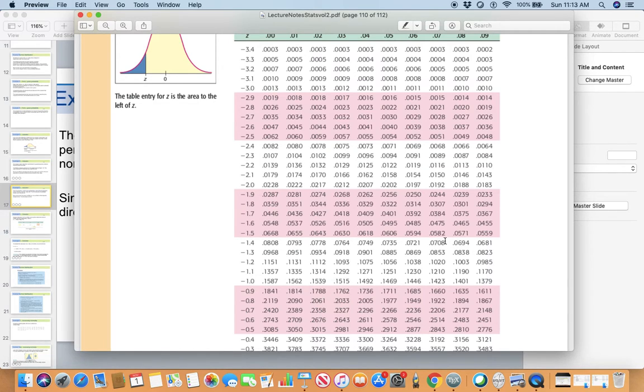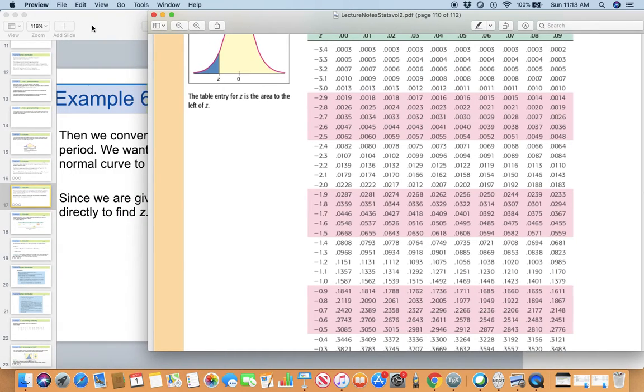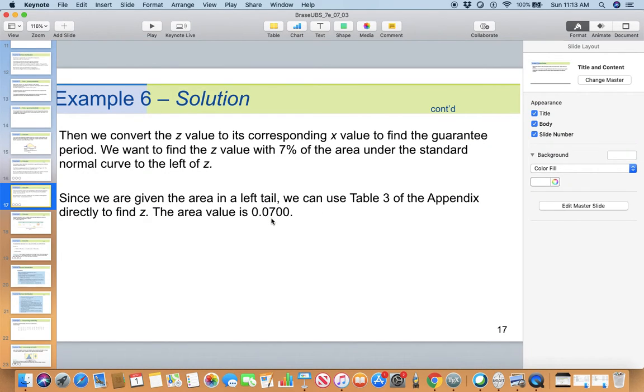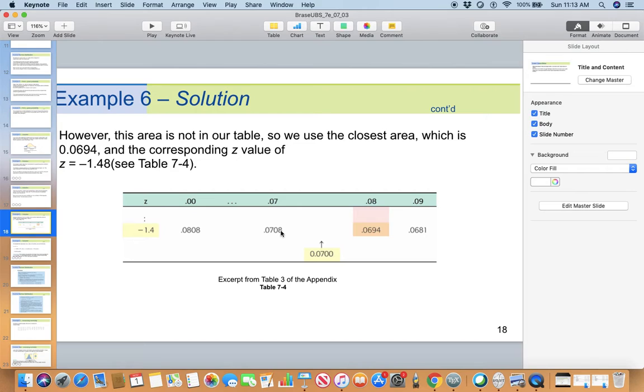7% should look like 700. This is 708. This is 694. So 7 is closer to this one. So let's see what they say. Right? So you're looking to find 0.0700. So 0.0700 is between these two numbers. All right. So if this is closer to here, you see, if you think of 700, this is 6 less, this is 8 more. So that's closer. You choose that. So that's the z value. Okay, closest area.